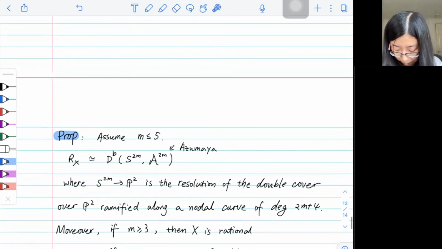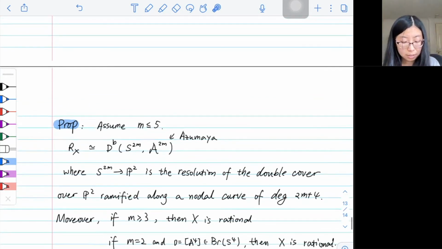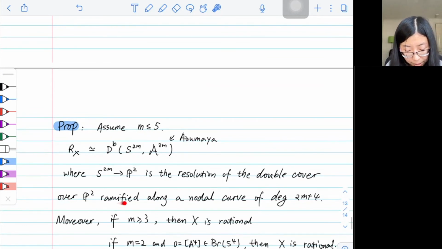And then one of the things that you can get is that when m is at most 5, then the residual category is a twisted derived category on some scheme I call S_2m. This is just the resolution of the double cover over the base P2, where it's ramified along the degeneration locus. And in this specific case, it's just a nodal curve of degree 2m plus 4.